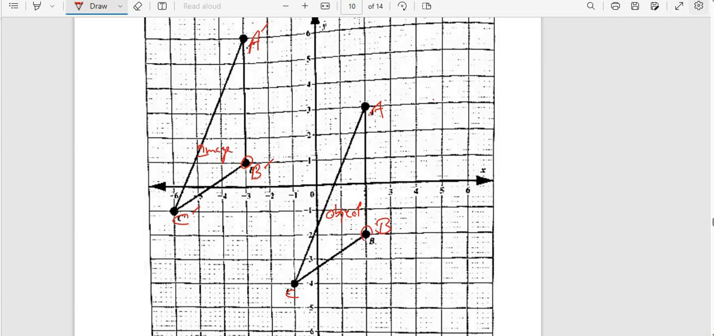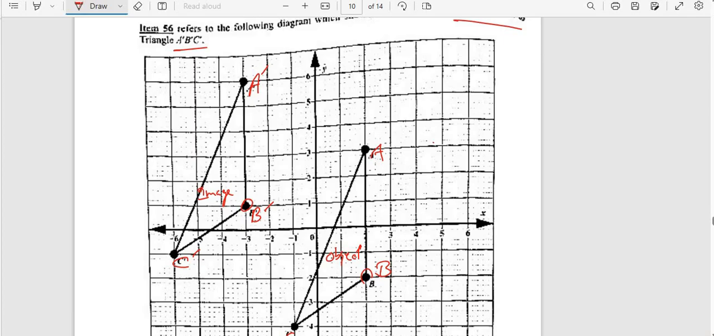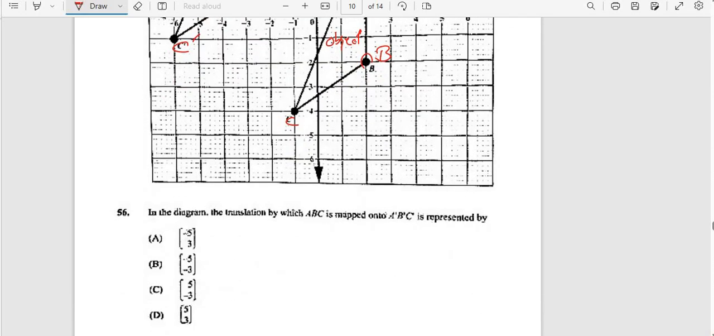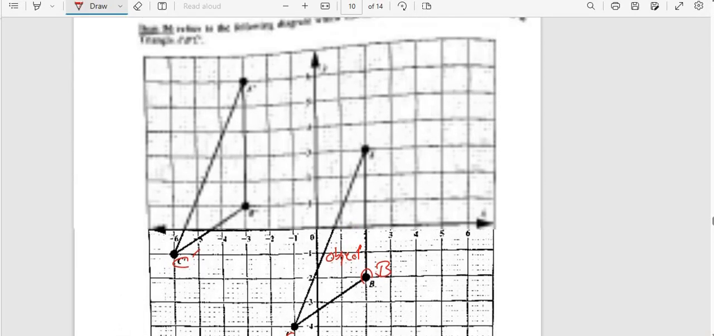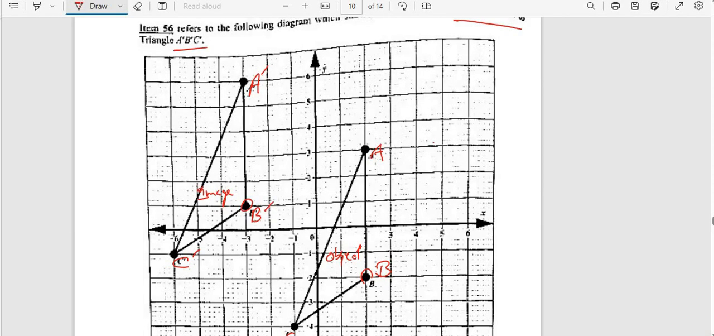Now let's look at the question actually. In the diagram, the translation by which ABC is mapped onto A prime, B prime, C prime is represented by which one of these translation vectors? So if you have a translation of a shape, you notice that the shape and its image have the same orientation.